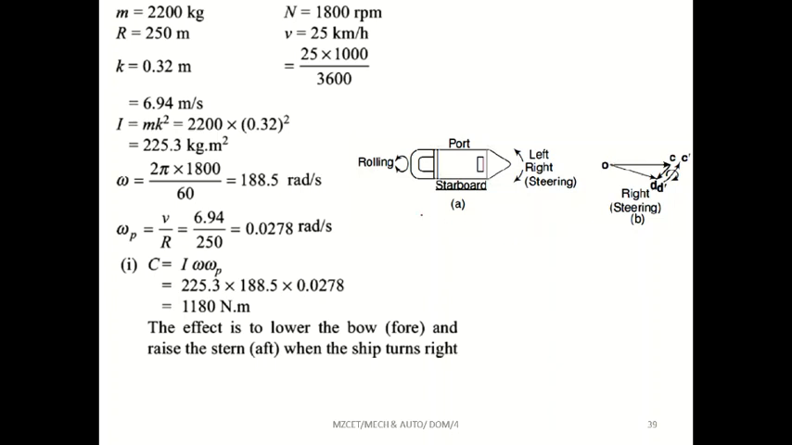Now we will solve the problem. We know the formula: couple equals I omega p, where omega is 2 pi N by 60. The answer is 188.5. The I value is m k squared: 2.2 tons, so 2200 kilograms, into k value 0.32 meter squared. So we got 225.3 kg meter squared. Omega p is velocity by radius of rotation.